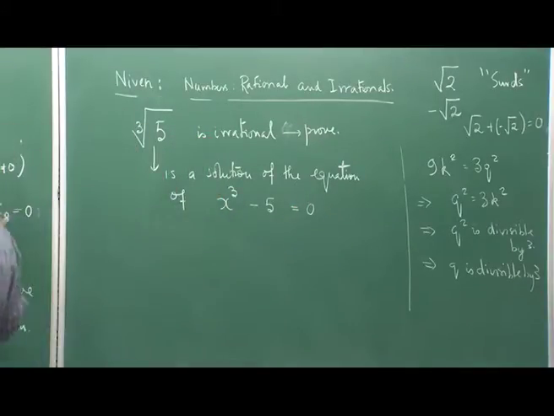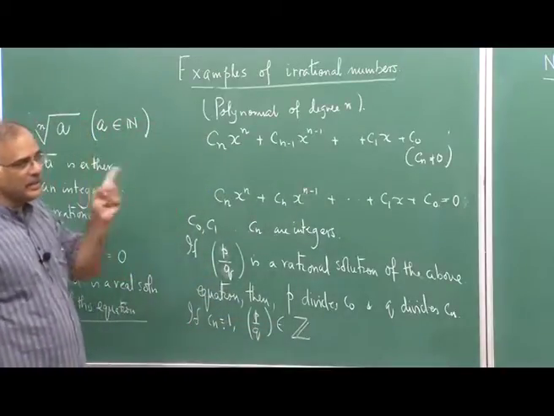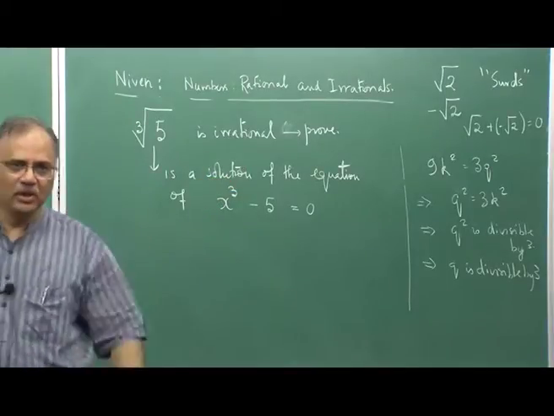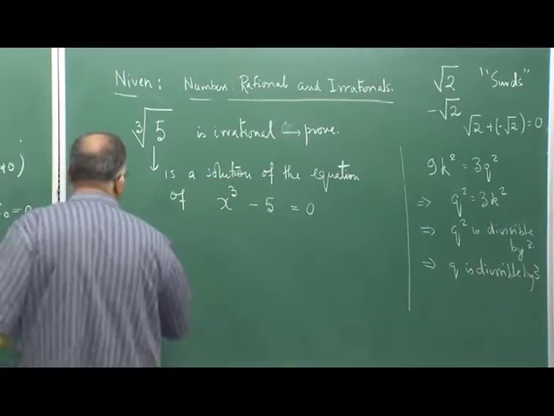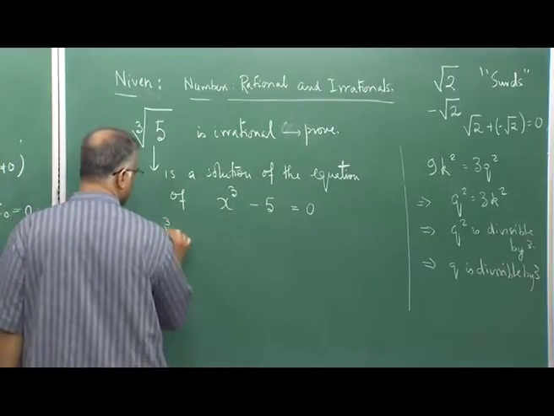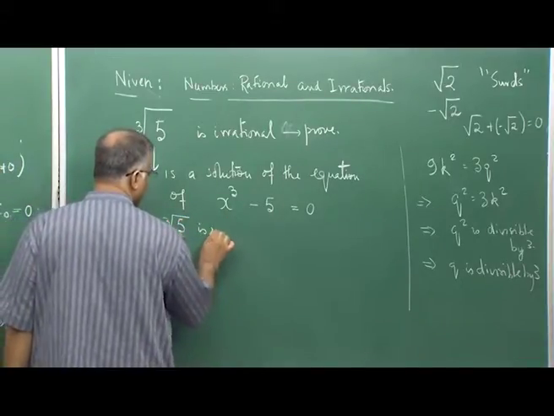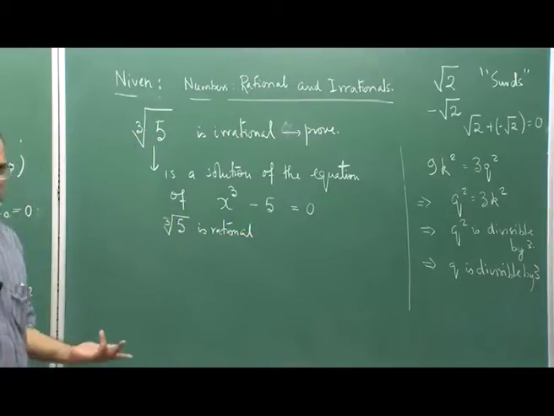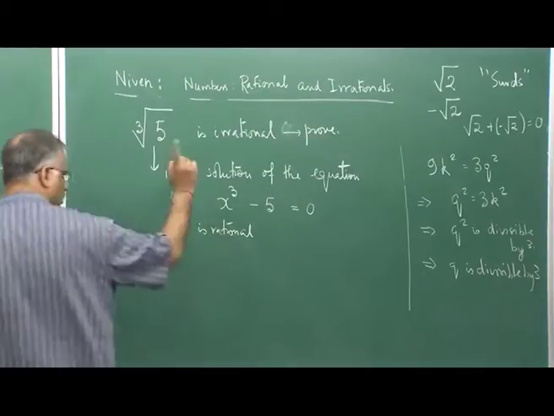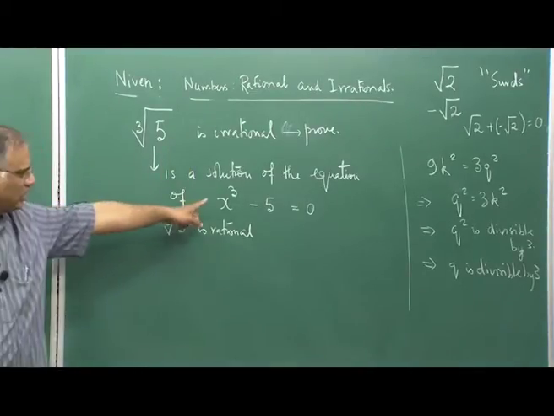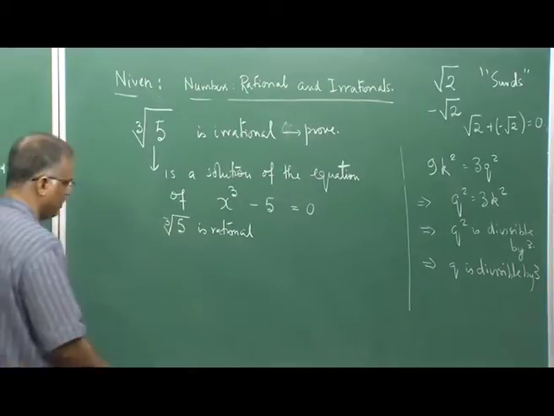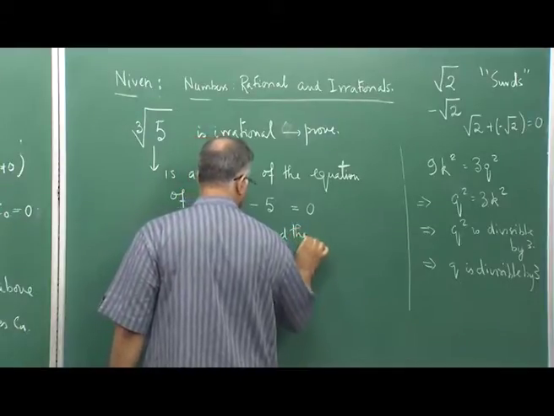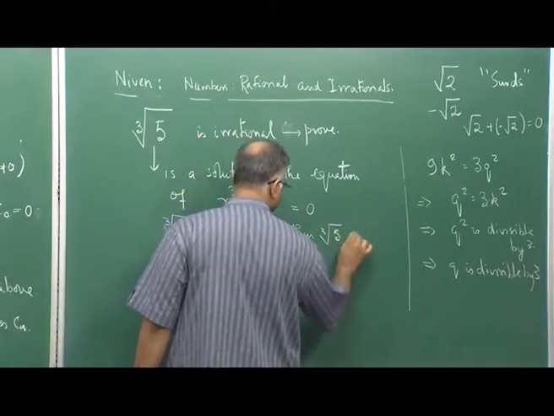In this case C0 is 5 and Cn, that is C3, is 1, and the rest of the coefficients are 0. So, the cube root of 5 is a real solution of this. Suppose the cube root of 5 is rational, then it must be an integer, because C3 is 1, the highest power has coefficient 1. So, it must be an integer. So, the cube root of 5 is an integer.